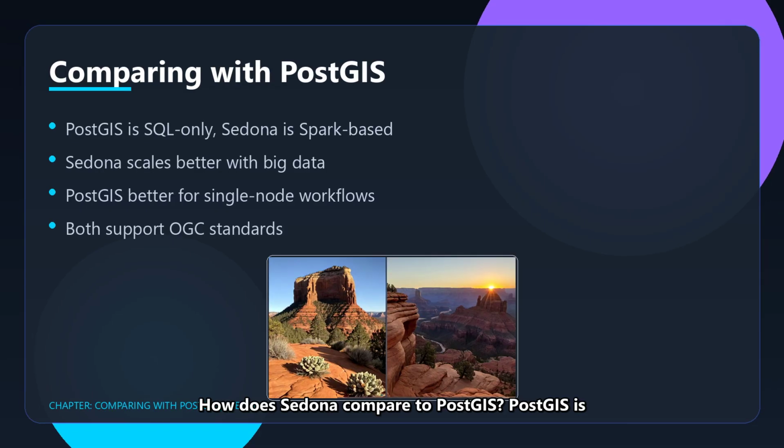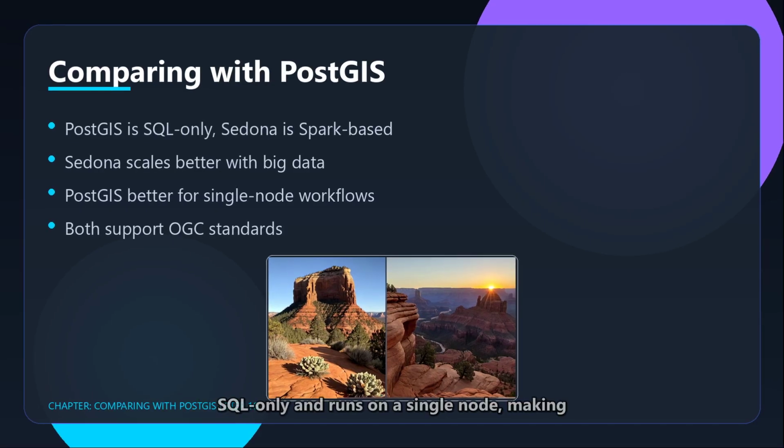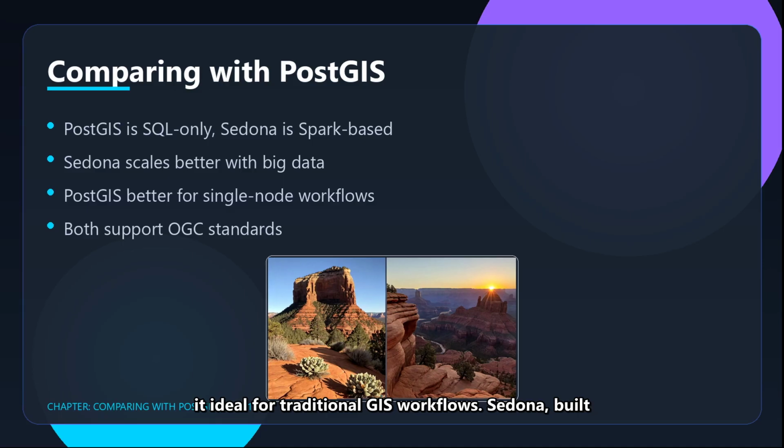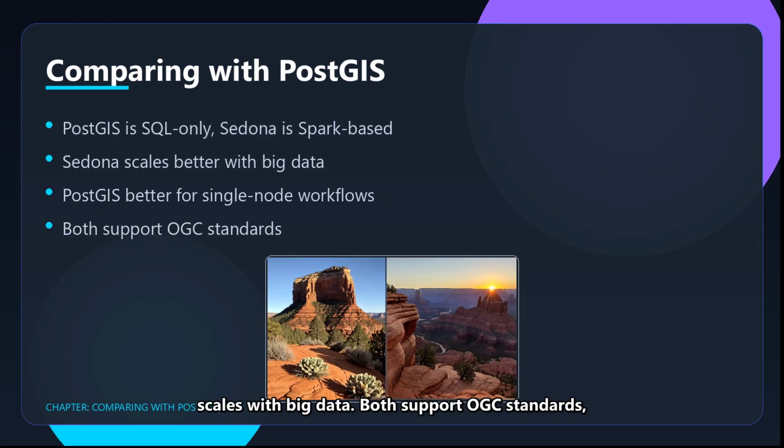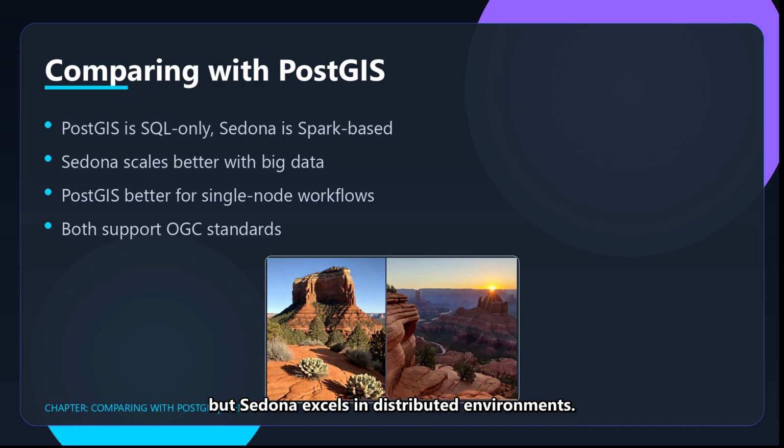How does Sedona compare to PostGIS? PostGIS is SQL only and runs on a single node, making it ideal for traditional GIS workflows. Sedona, built on Spark, is designed for distributed processing and scales with big data. Both support OGC standards, but Sedona excels in distributed environments.